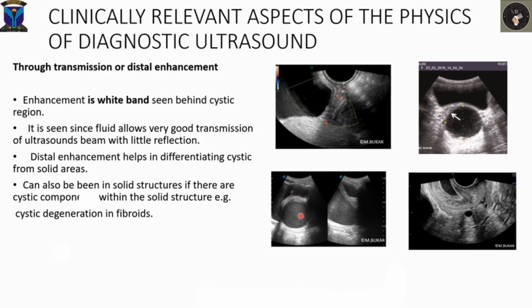This is a case of hematocolpos. Because blood is fluid also, you can see this white band behind it. A white band behind a structure helps differentiate between cystic and solid components. Only cystic structures give this white enhancement. So when a white band is seen behind a solid structure, that solid structure contains some cystic areas.